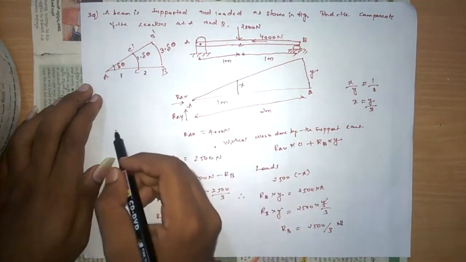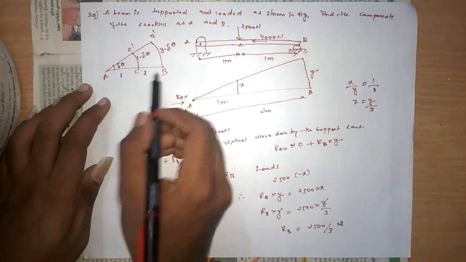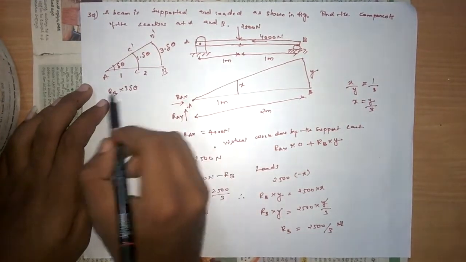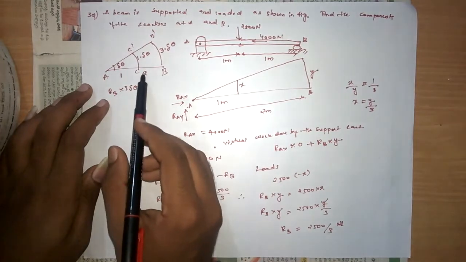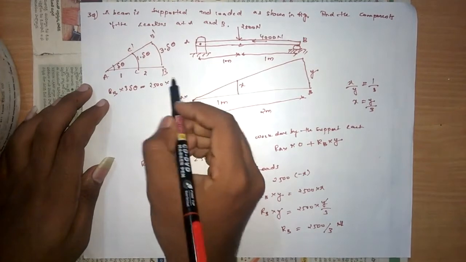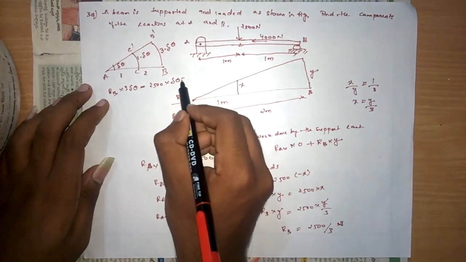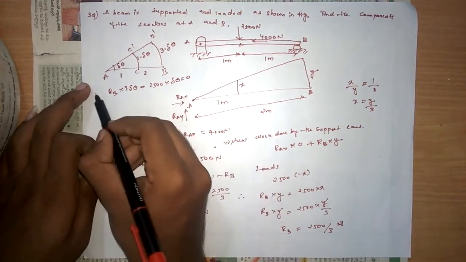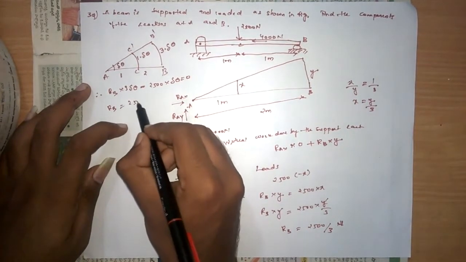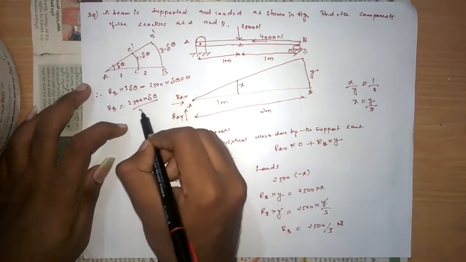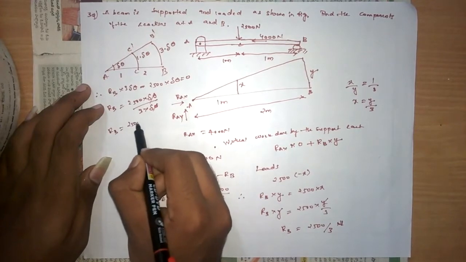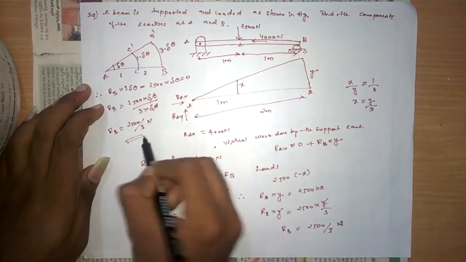Okay, now 3 into delta theta. Now we can state that RB into 3 delta theta plus, now another reaction is C, minus 2500 into delta theta equal to 0. Directly from the principle of virtual work, the summation must be 0. Therefore RB equals 2500 into delta theta by 3 into delta theta. Delta theta gets cancelled. RB equals 2500 by 3 newtons.